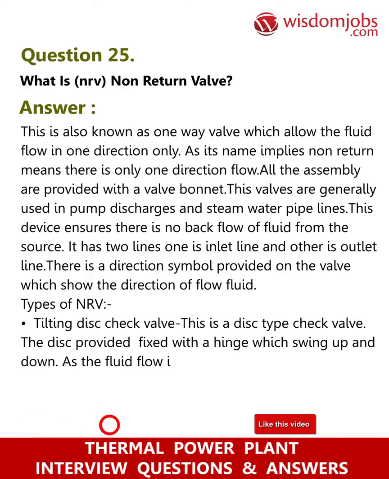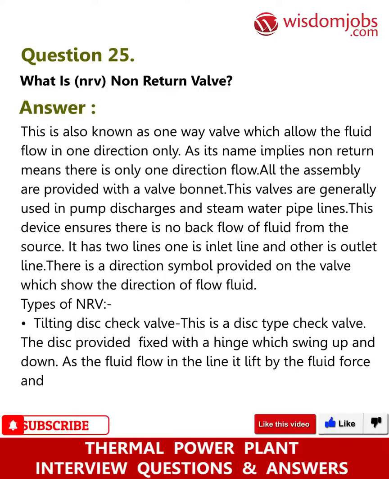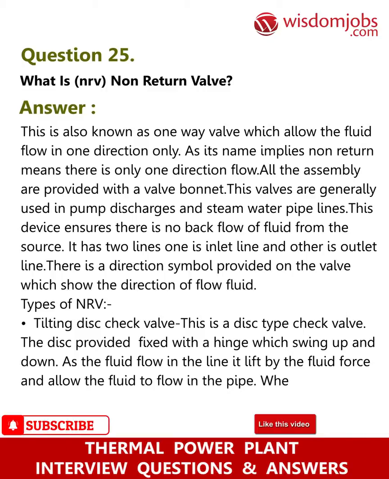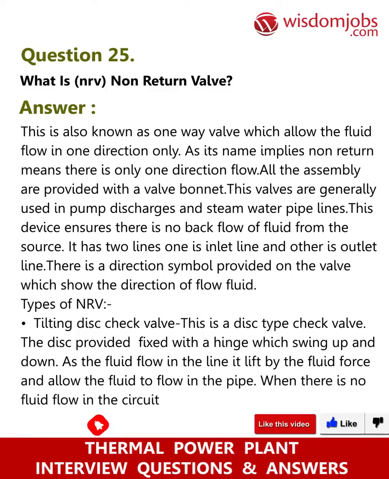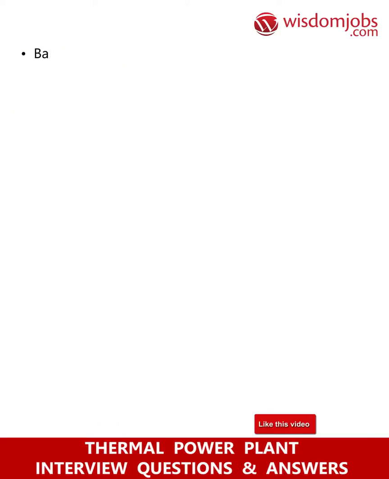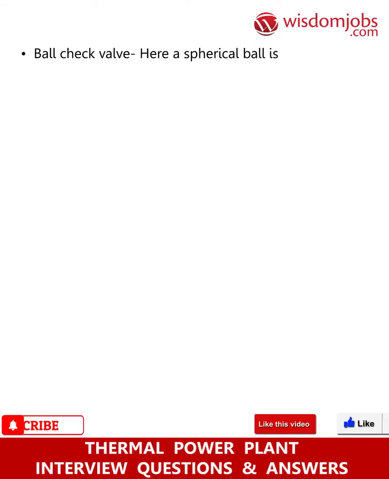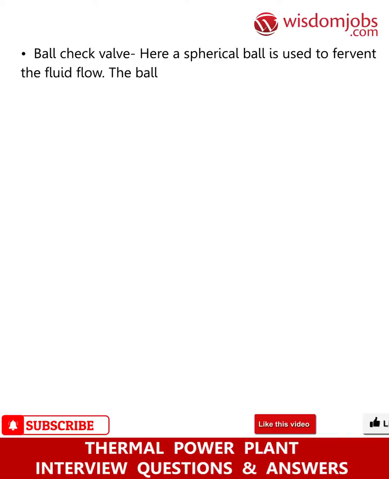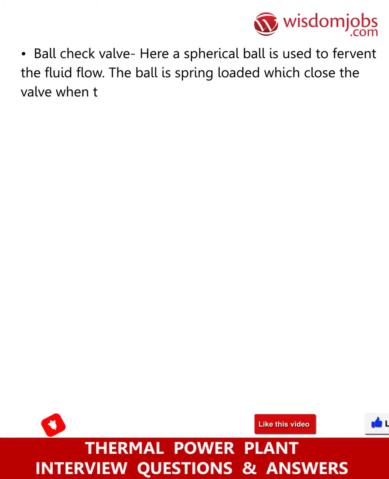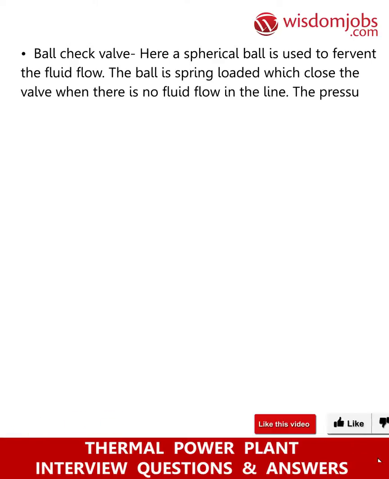As the fluid flows in the line, it is lifted by the fluid force and allows the fluid to flow in the pipe. When there is no fluid flow in the circuit, it closes due to gravitational force. Ball check valve. Here a spherical ball is used to prevent the fluid flow. The ball is spring loaded, which closes the valve when there is no fluid flow in the line. The pressure of the fluid lifts the ball and lets the fluid flow.